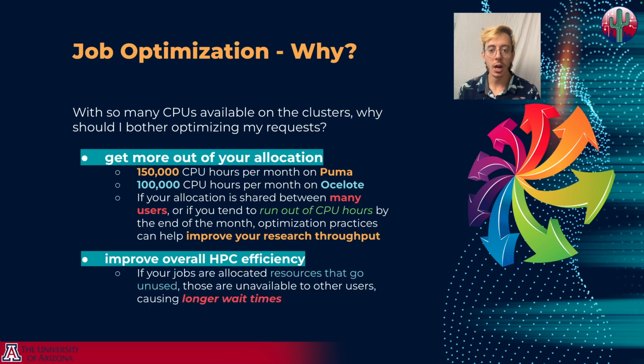So if your jobs are allocated resources that go unused, those resources become unavailable to other users, and it can cause longer wait times in the queue in order to produce that research, because there's a handful of CPUs that are just sitting around not being used.